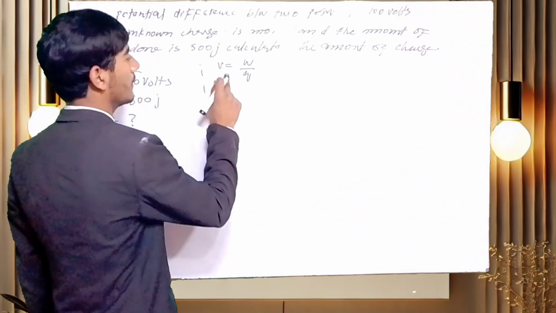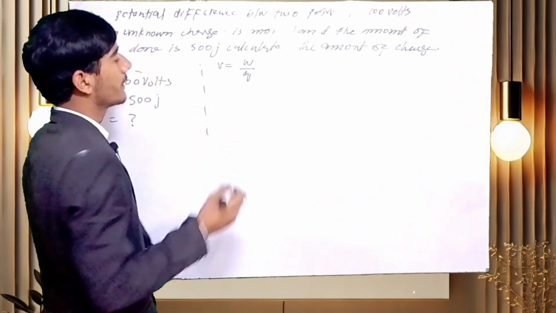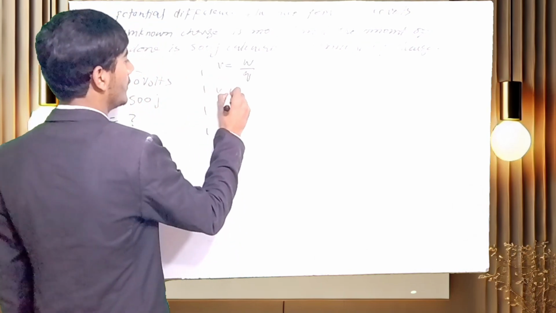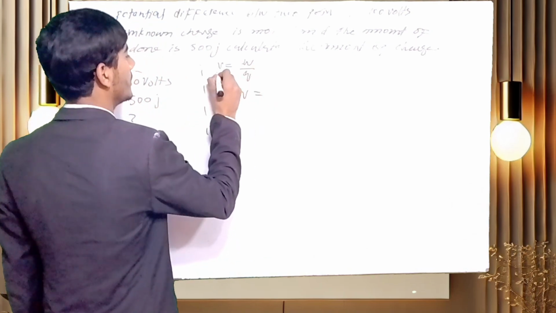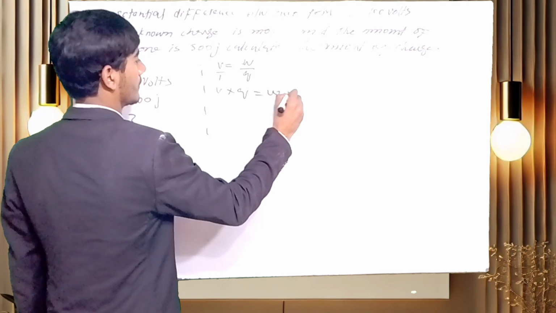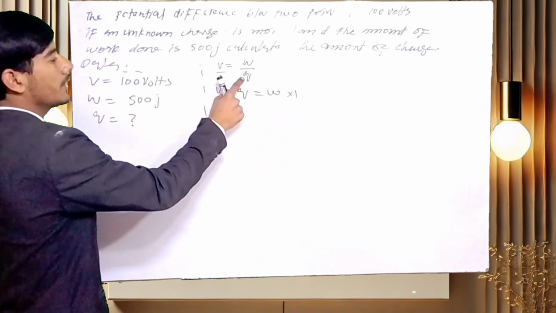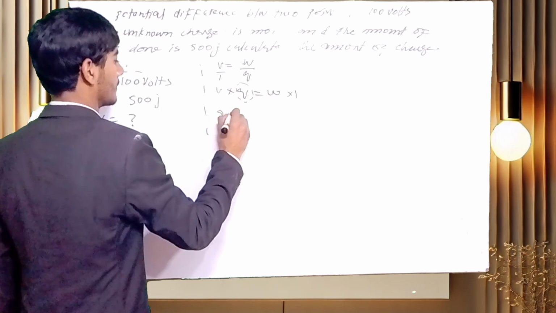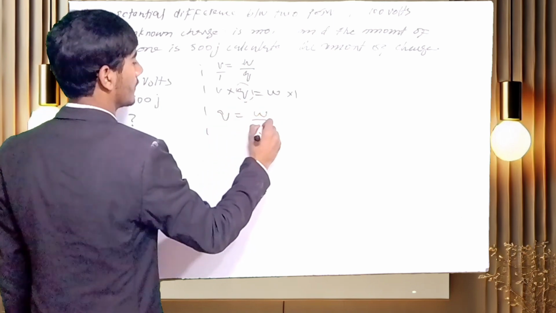Now we are going to do the cross multiplication. Using cross multiplication, V multiplied by Q equals W multiplied by 1. We have to find the charge, so Q is equal to W upon V.